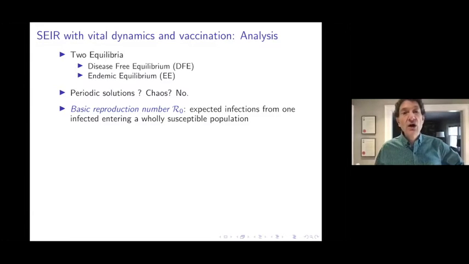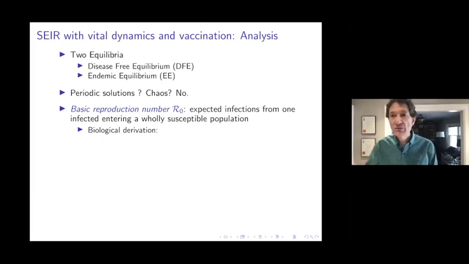And R0 is the expected number of infections that will be caused by one infected individual who enters a wholly susceptible population. So if you enter a situation where everybody's susceptible and you're infected, how many people would you expect to infect? It's a dimensionless quantity that's easy to understand and is a very convenient way to classify solutions, formal solutions of the model as well.